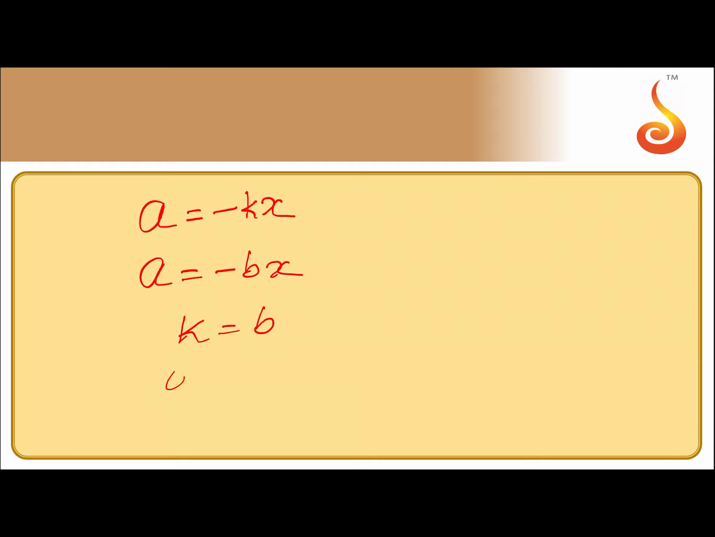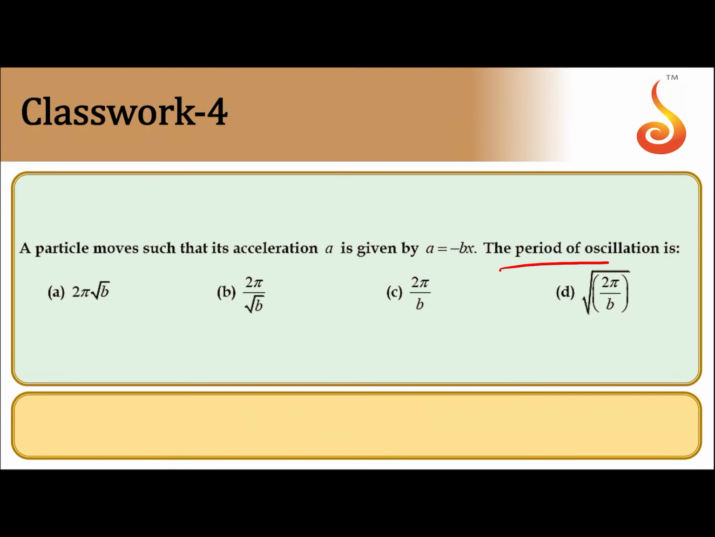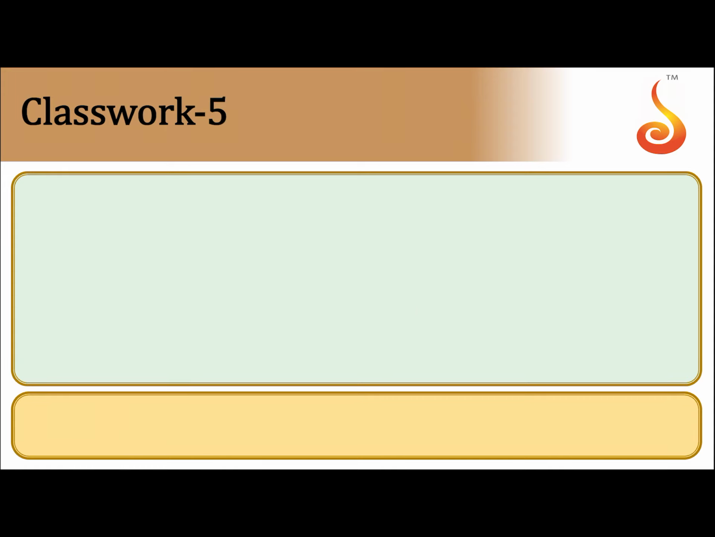That means omega square is equal to b, right? So omega square is equal to b. Therefore, the time period, which is 2 pi divided by omega, is 2 pi divided by root b. So the time period of oscillation of the particle is 2 pi divided by root b. B is our correct choice.